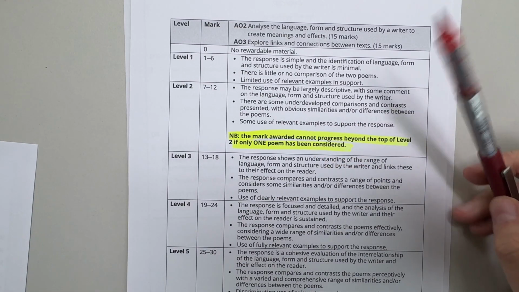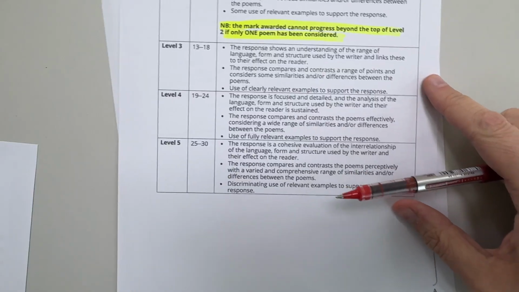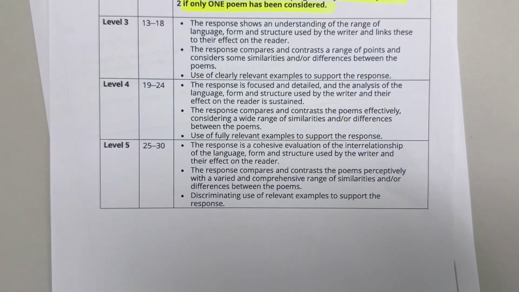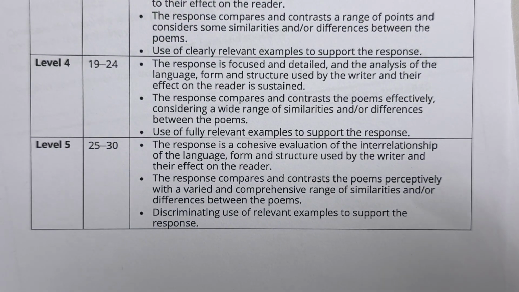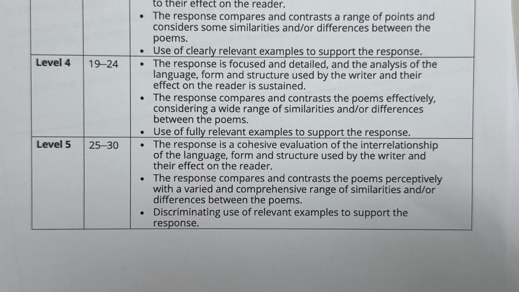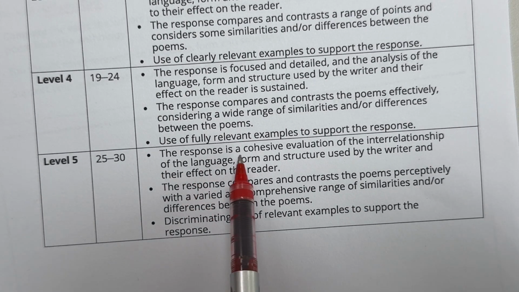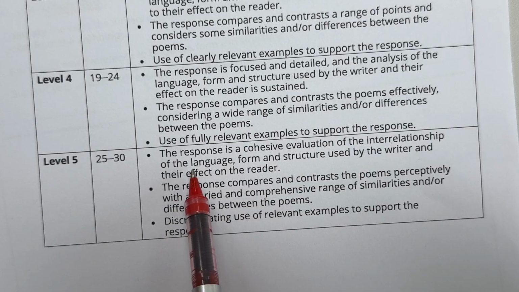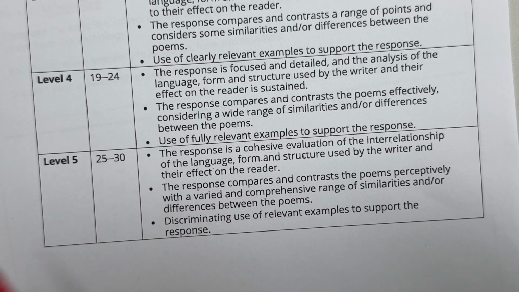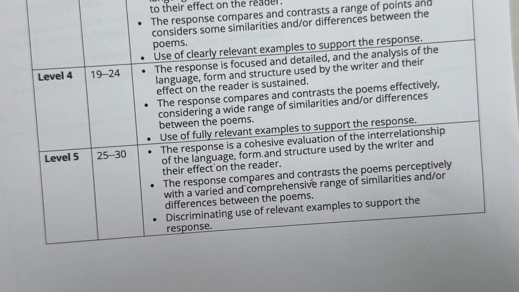So to get a level 5, again, I'm going to focus on the highest level because that's what we should all be attaining or striving to attain. The response is a cohesive evaluation of the interrelationship of language, form and structure. So again, that combined approach as to how the writers, poets, are manipulating all of these things for some intended impact on the reader. How effectively are you comparing and contrasting the poems?